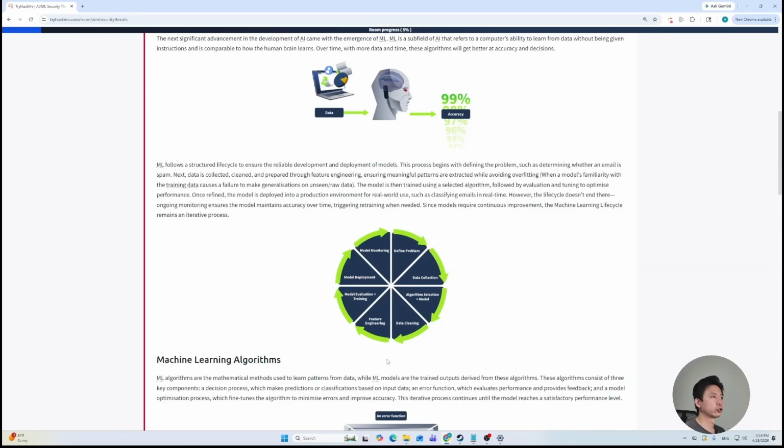The model is then trained using a selected algorithm, followed by evaluation and tuning to optimize performance. Once refined, the model is deployed into a production environment for real-world use, such as classifying emails in real time. However, the life cycle doesn't end there. Ongoing monitoring ensures the model maintains accuracy over time, triggering retraining when needed. Since models require continuous improvement, the machine learning lifecycle remains an iterative process.